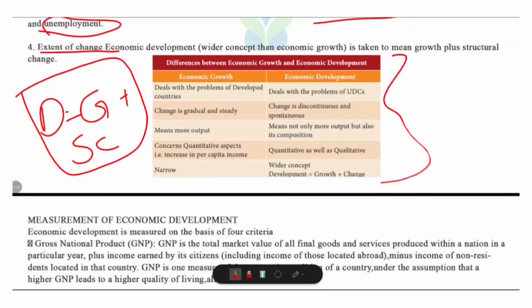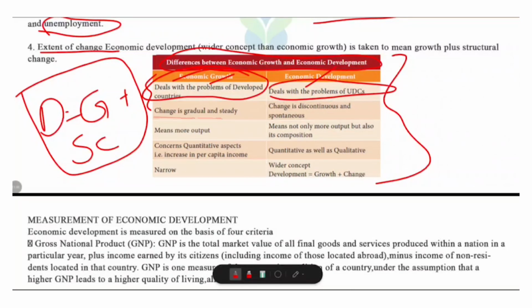Now look at this box. Differences between economic growth and economic development. Let's now clearly differentiate between economic growth and economic development. Although the two terms sound similar, their meaning and implications are very different. So let's compare them one by one. First one, focus or applicability. Economic growth deals with the problems of developed countries. And what about economic development? It deals with the problems of underdeveloped or developing countries. Second one deals about the nature of change. In economic growth, change is gradual and steady, and in economic development, change is discontinuous, spontaneous and deep-rooted.